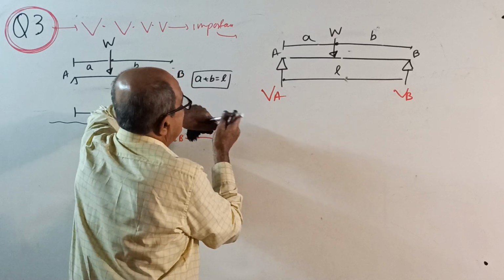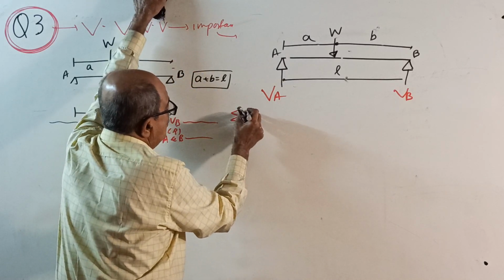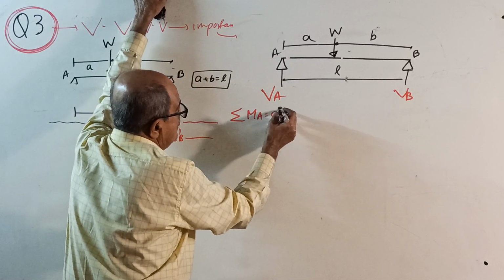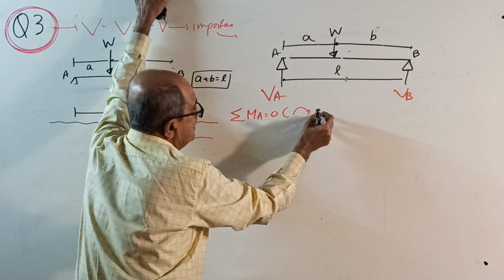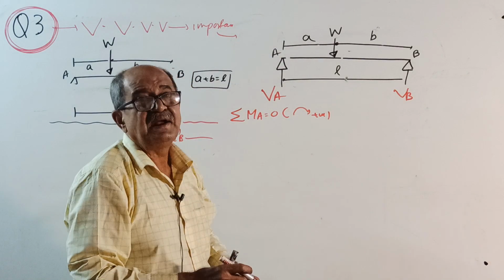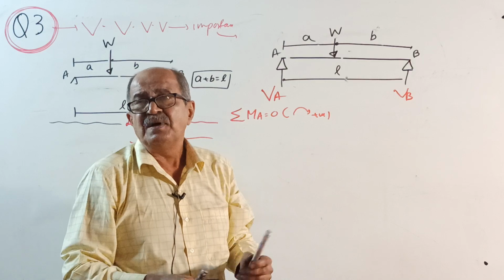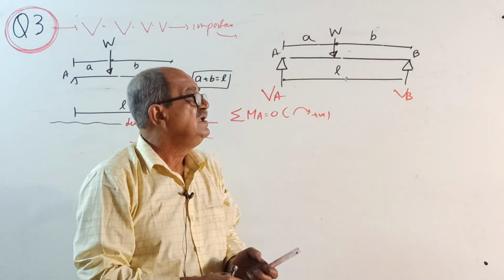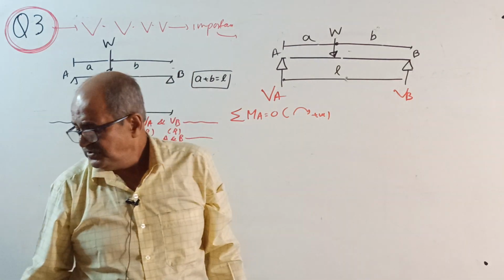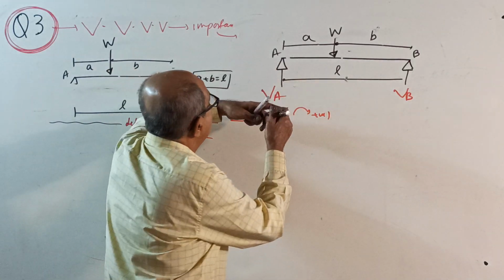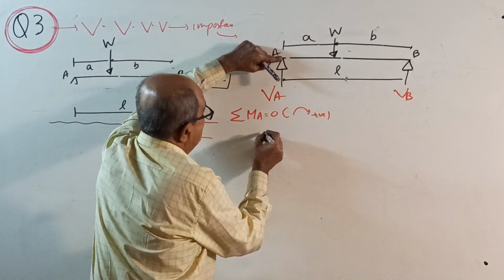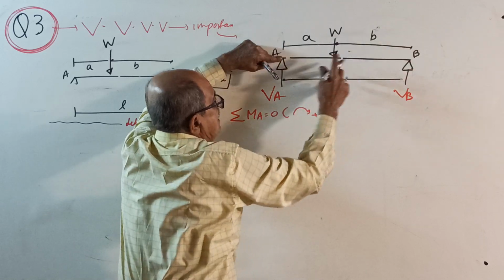Start. Apply sigma M about A equal to 0. Take clockwise positive. What all I am writing, observe correctly. See, sometimes the concept will come if you start observing, not simply by hurting. Okay. Take moment about A. Finger should be here. Minus VB into L.